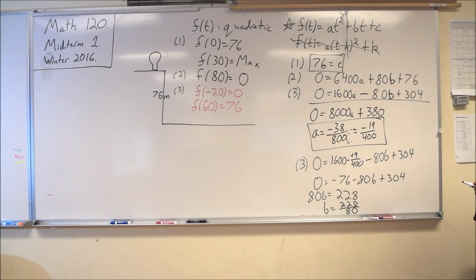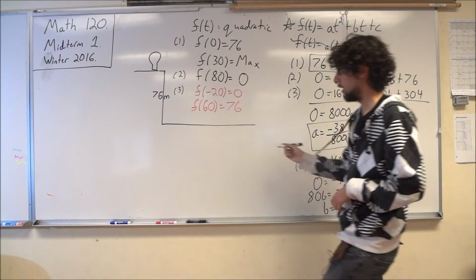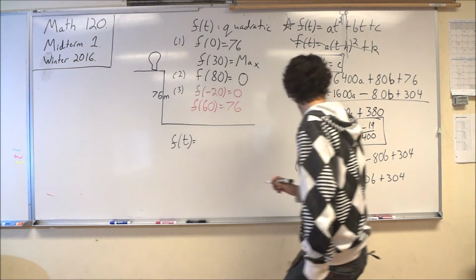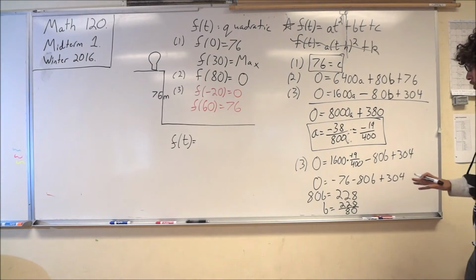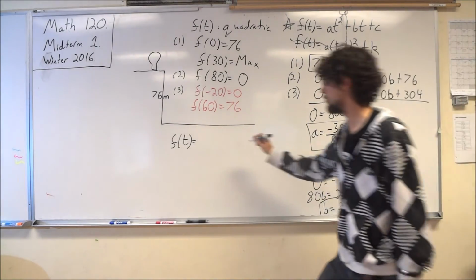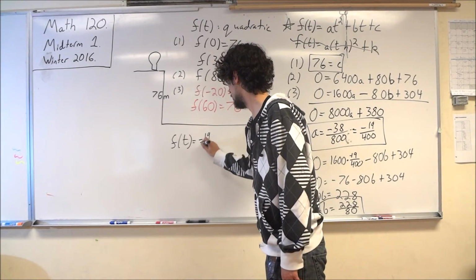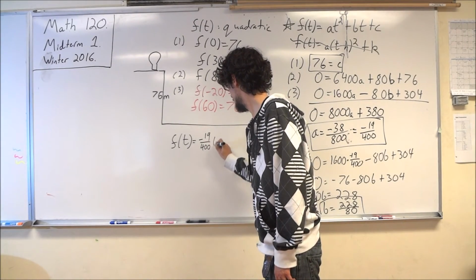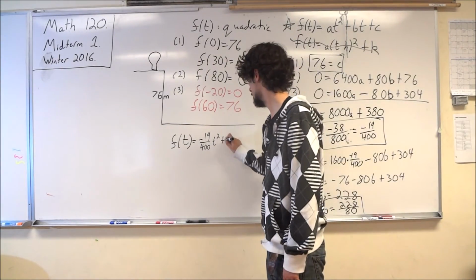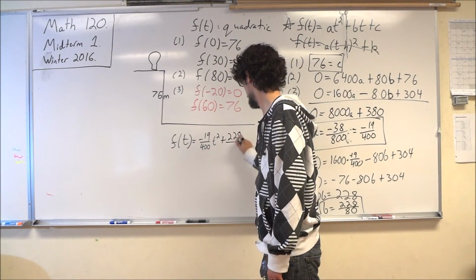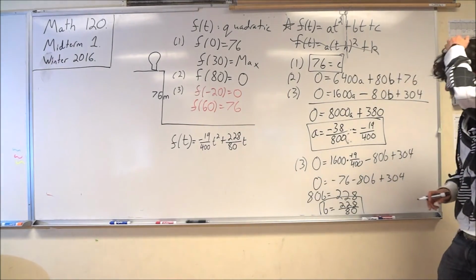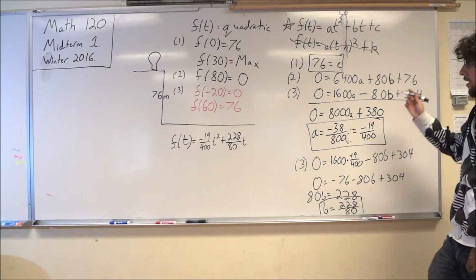And now I have the quadratic that I was looking for. I have a, I have b, I have c. I have that f of t, the entire function combining my results here. I have negative 19 over 400 t squared plus 228 over 80 t, and then plus 76.